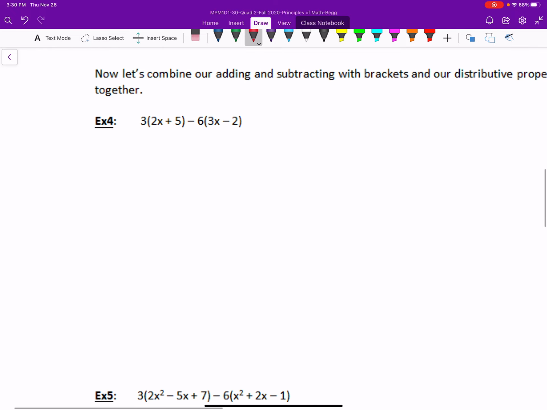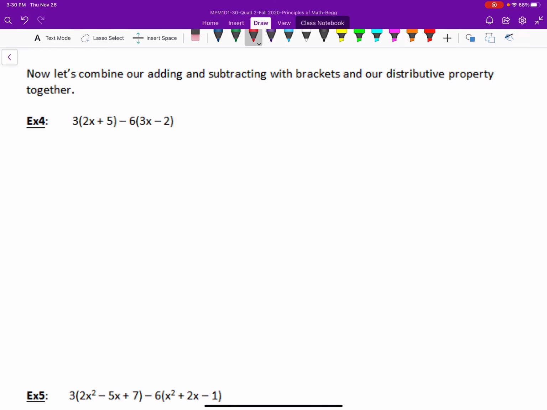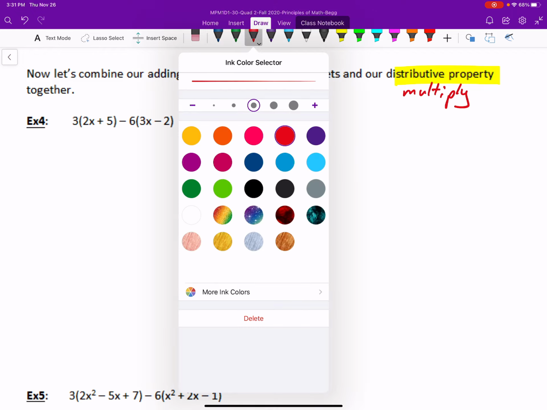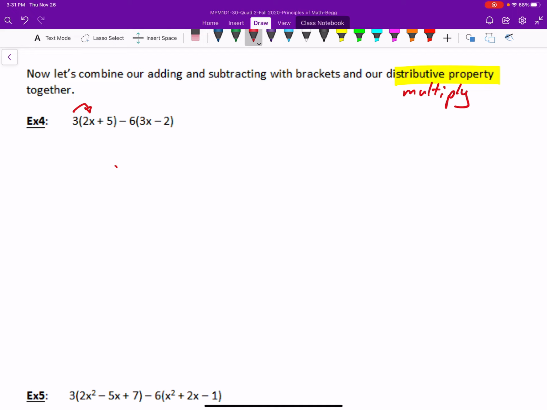Now we're going to combine a couple things together. This is where it starts to get interesting. We're going to combine the distributive law with the adding and subtracting. As always, order of operations must be maintained. So distributive law is multiplying, right? This distributive property is a multiply, and obviously adding and subtracting is adding and subtracting, which means that I need to do the distributive property first. Then I can collect my like terms. So I'm going to multiply 3 times 2x, and I'm going to multiply 3 times 5.